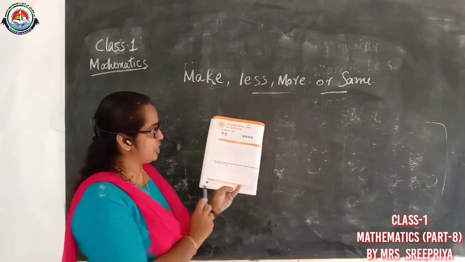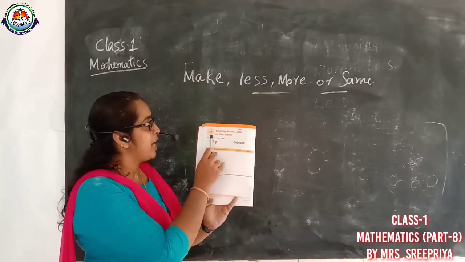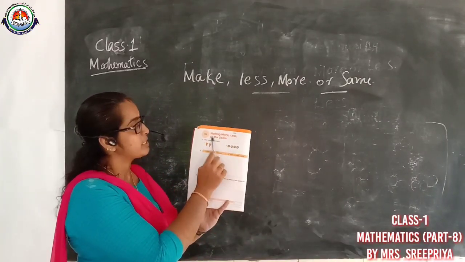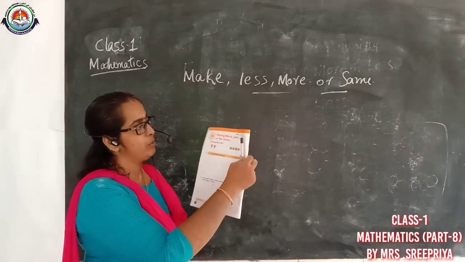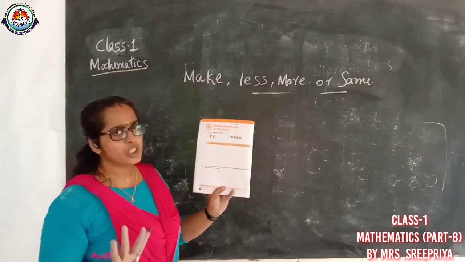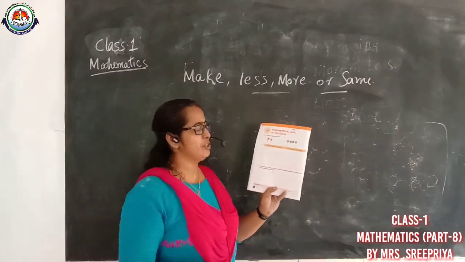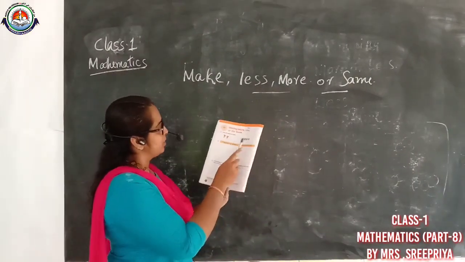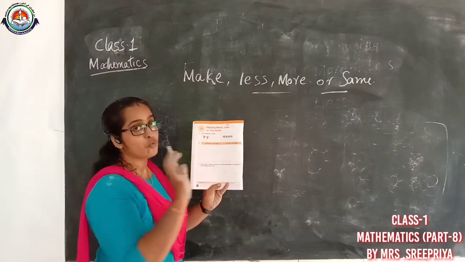Okay, page number 20. S4. Making more, less or the same. You need to write the date here. Finish all? Fast? Very good. Superb.